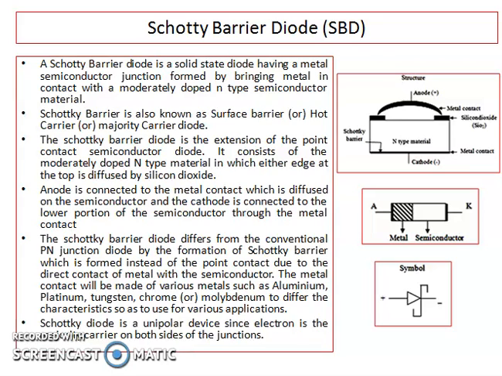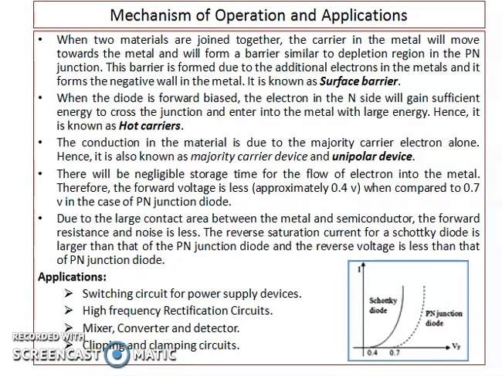Depending upon the material or metal used for fabrication, you can make use of this type of diode for different applications. The Schottky diode is a unipolar device since the electron is the majority carrier on both sides of the junction. From the construction diagram, we can easily understand that we have only N-type material. These electrons are the majority carriers and holes are not available because no P-type material is present. This diagram shows the symbol of the Schottky barrier diode. Next we will see the mechanism of operation and some applications of this type of diode.